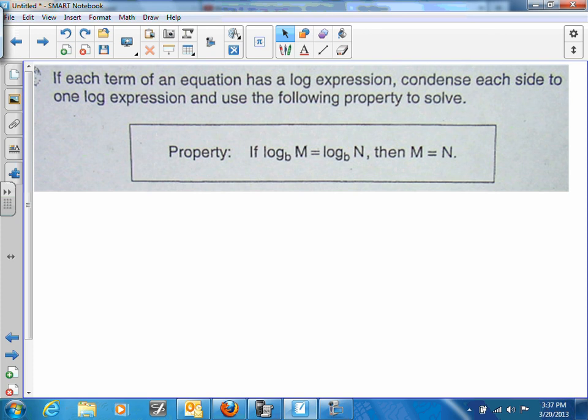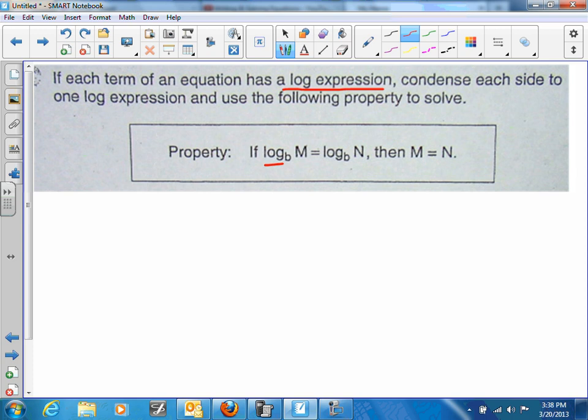Okay, now we're going to take all of our properties and all of our laws, and we're going to start applying them to an equation. If each term of an equation has a log expression, condense each side to one log expression and use the following property to solve. Okay, so look here.